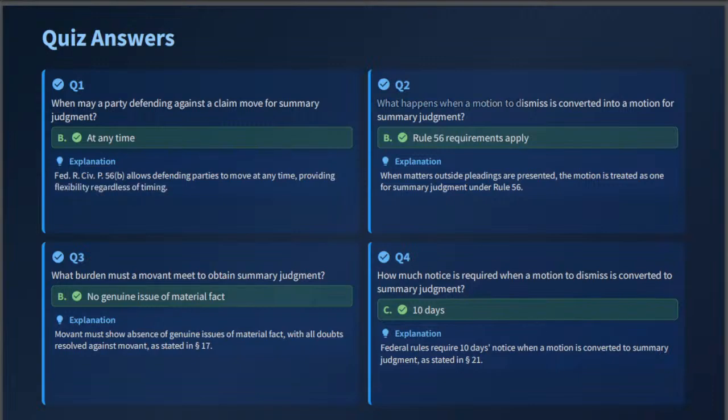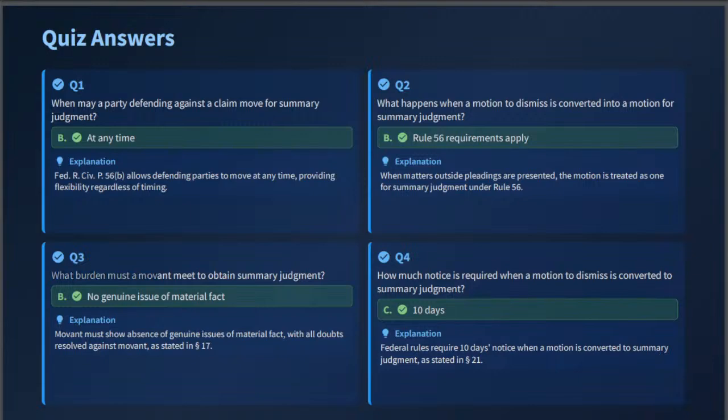What happens when a motion to dismiss is converted into a motion for summary judgment? As we saw, the Rule 56 requirements apply. In whatever state it is, they would be conformed to Rule 56, if not identical. The explanation is when matters outside pleadings are presented, the motion is treated as one for summary judgment under Rule 56. And with that, we move to question 3.